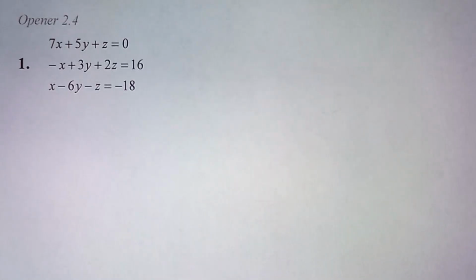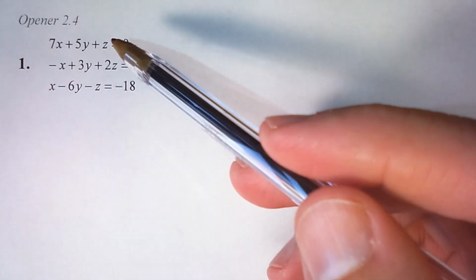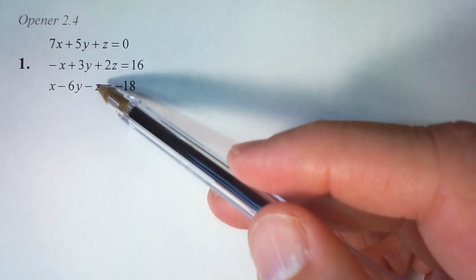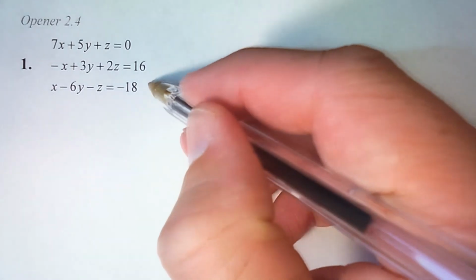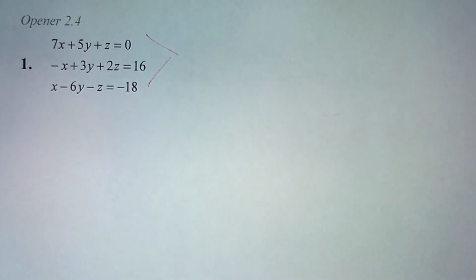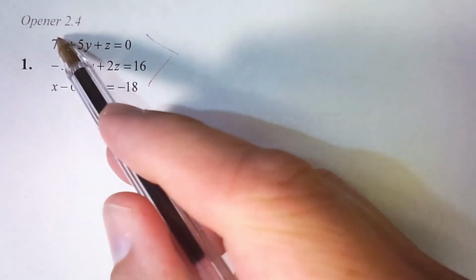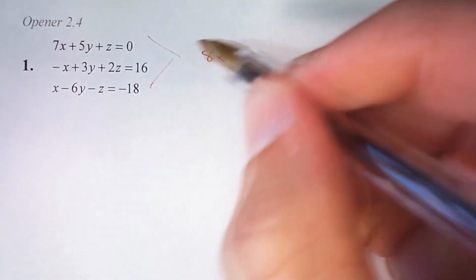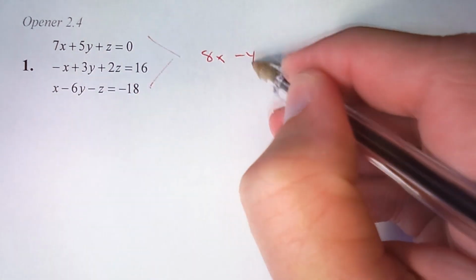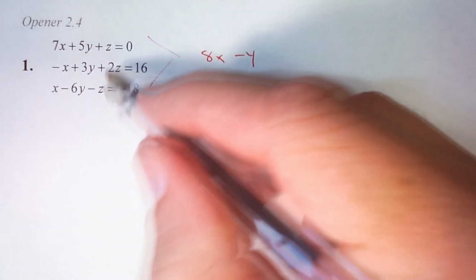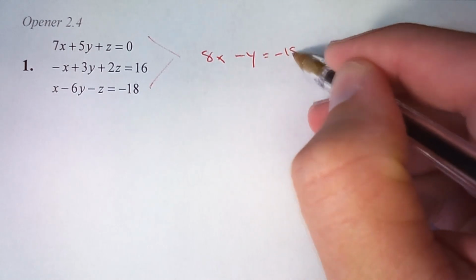All right, let's go back and practice a couple skills. We'll start with a 3x3 system of equations. To me, the easiest way to solve this system of equations is by eliminating the z's. So I've got a positive z and a negative z, so I can combine those two equations right there, the top and bottom. So I will get 8x minus y, and then the z's cancel and equals negative 18.